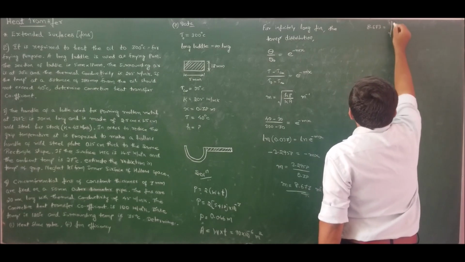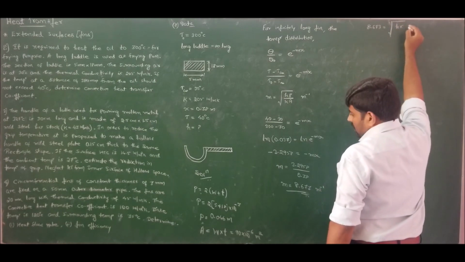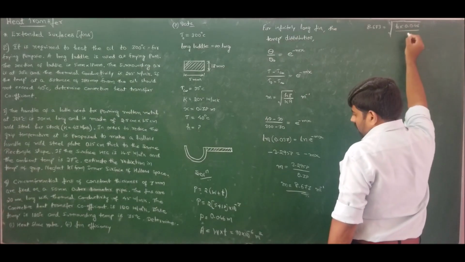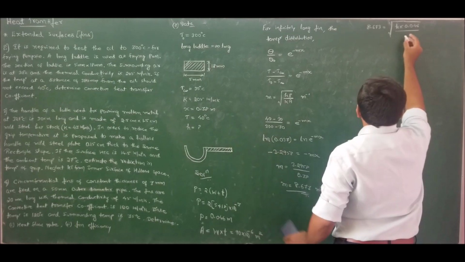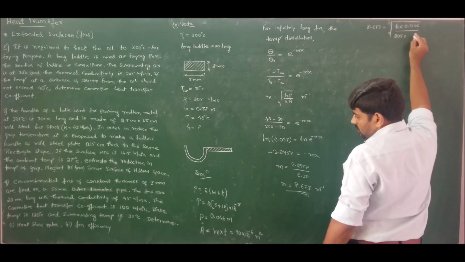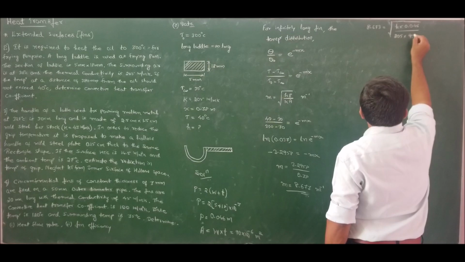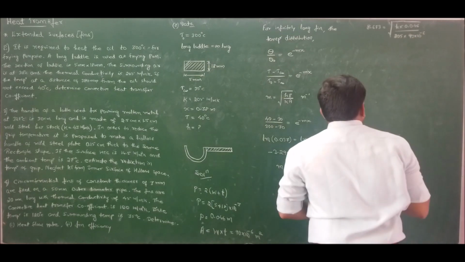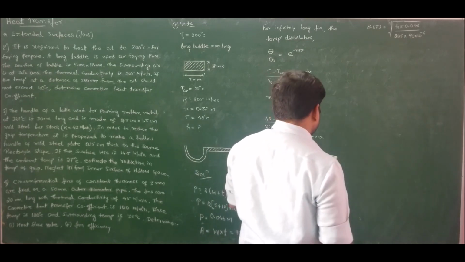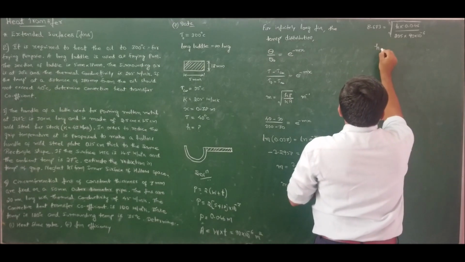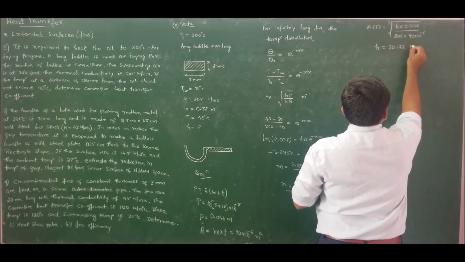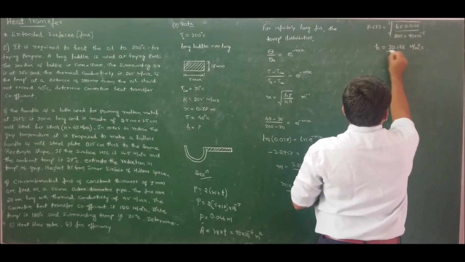8.673 is equal to root of h, which is unknown, perimeter is known to us, 0.046, divided by thermal conductivity, which is specified as 205, into cross sectional area, which is also specified. Cross sectional area is 90 times 10 to the power of minus 6. So if I solve, I will get the convective heat transfer coefficient as 30.172 watt per meter square Kelvin.